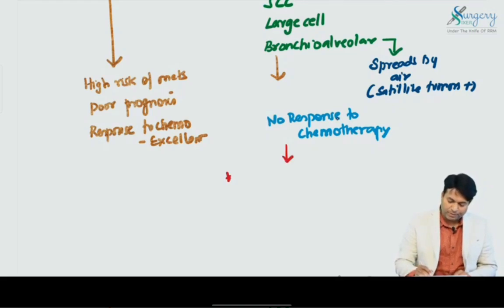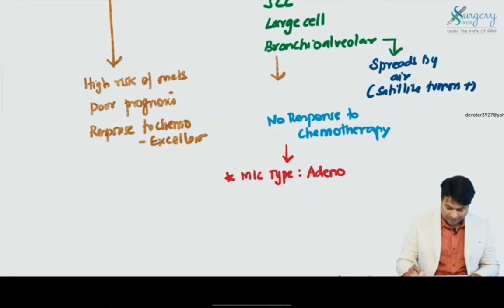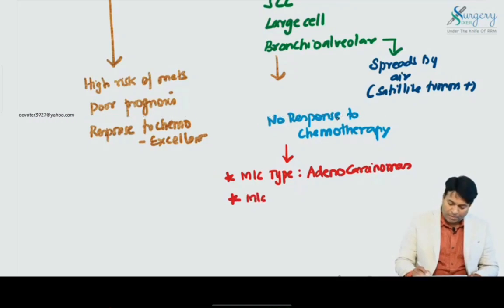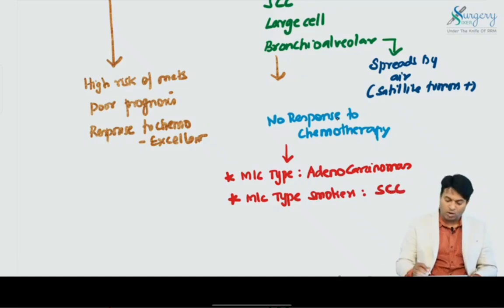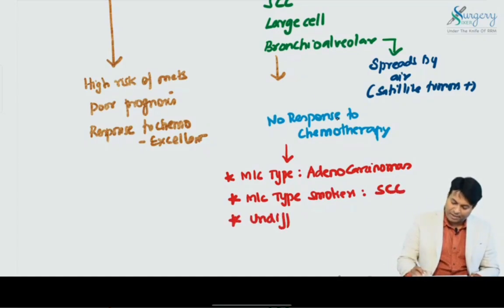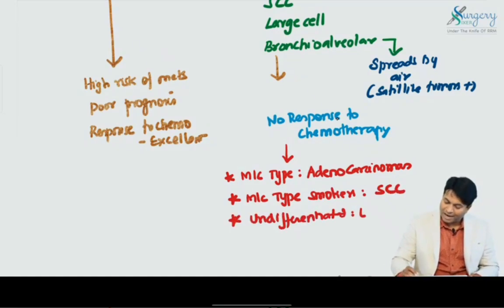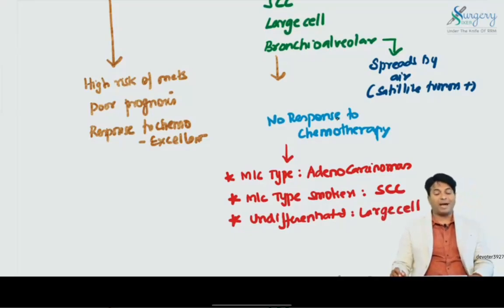The salient points of non-small cell cancer: the most common type is what? Adenocarcinoma is the most common type. Then the most common type among smokers is squamous cell cancer. The undifferentiated type is large cell. Large cell cancers are usually undifferentiated cancers.